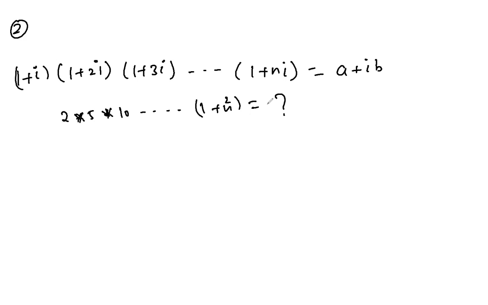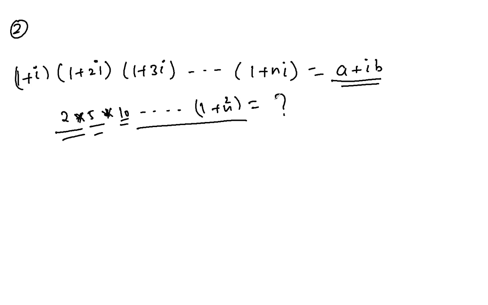Okay, so how can we solve it? First we need to understand the question. Whatever you are looking at here, 2, 5, 10, all are constants; there is no complex part in this expression. But in the other equation, we have a plus ib, where we can see the complex part in this series.